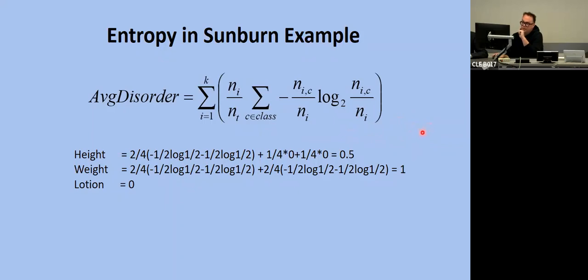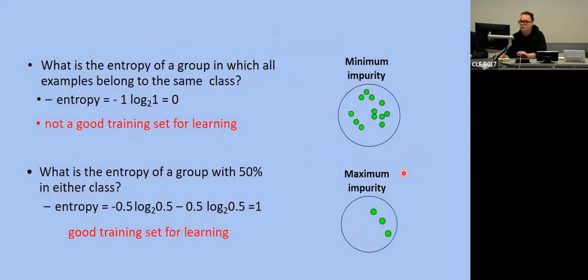Sunburn example again, there's height and weight here. Didn't use hair color and lotion. It shows that weight, from the calculation, actually has an entropy of 1, so that should be used in that tree. Maybe the main splitter in the beginning compared to height and lotion, which could go afterwards, because it has that 1 that we're looking for.